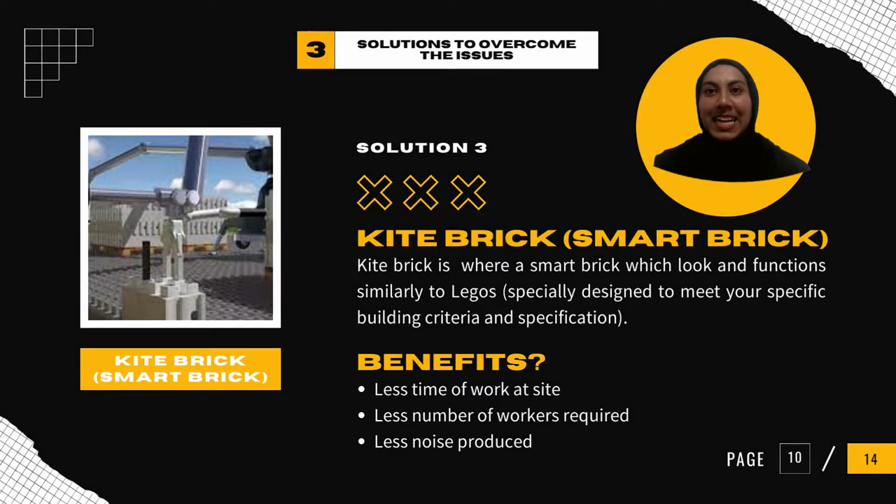The next solution is type brick or smart brick. Type brick is a construction technology where a smart brick looks and functions similar to Legos. These smart bricks are promoted as being able to be used in any situation from bridge to building and in any location. This brick will be specially designed to meet your specific building criteria and specification. Smart brick only requires a little machinery in the process of attaching the Legos brick. This system even has conveniently removable finish face, eliminating the need to cover, prep, paint or wallpaper any additional walls.